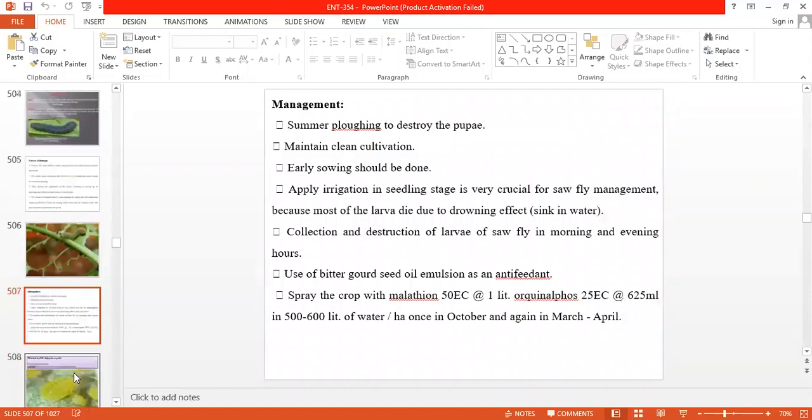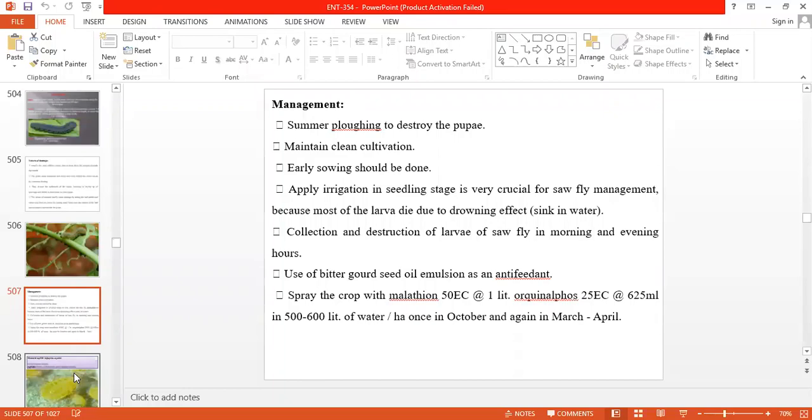Management practices: summer plowing to destroy the pupal stage, maintain clean cultivation, and early sowing should be done. Apply irrigation in the seedling stage, which is very crucial for sawfly management because most of the larvae die due to the drowning effect, sinking in water. That's why apply irrigation in the seedling stage.